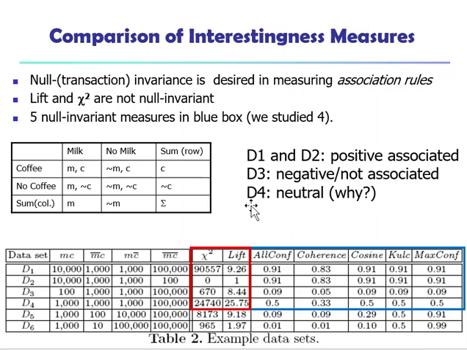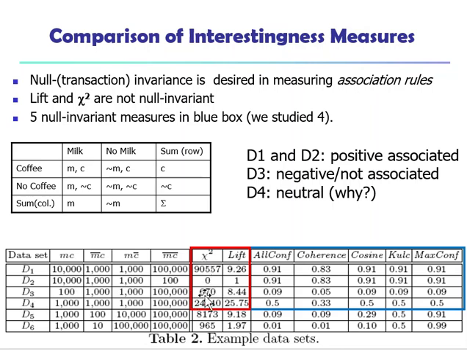So here we summarized: D1 and D2 are positively associated, and D3 is negatively associated, because buying milk results in more people not buying coffee. Buying milk results in more people not buying coffee than people buying milk and coffee at the same time. Okay, so now we understand the characteristics represented in those four data sets.